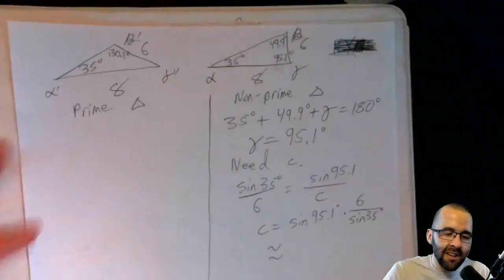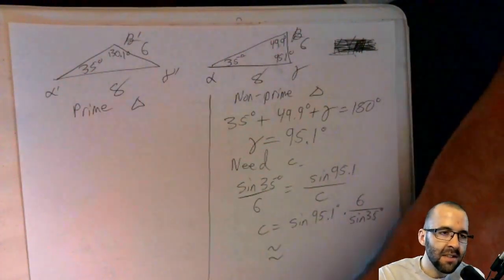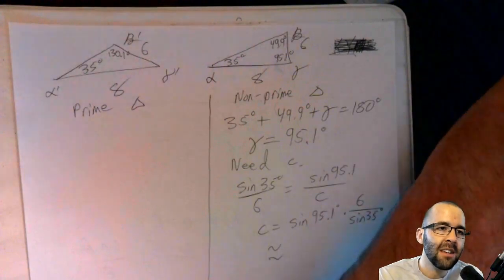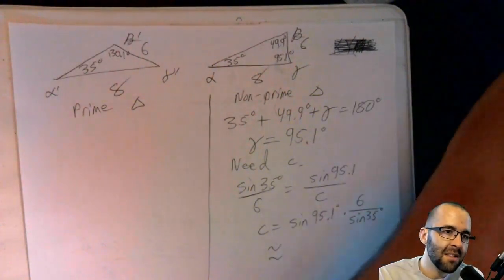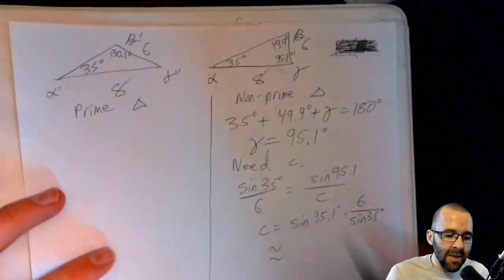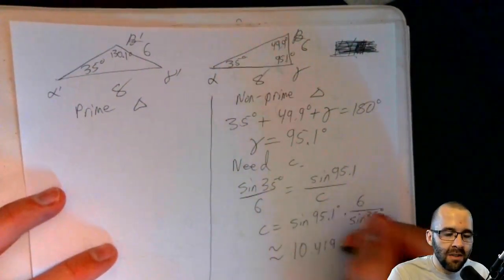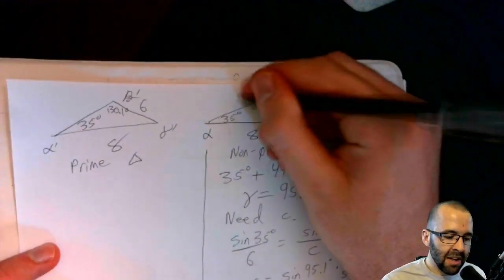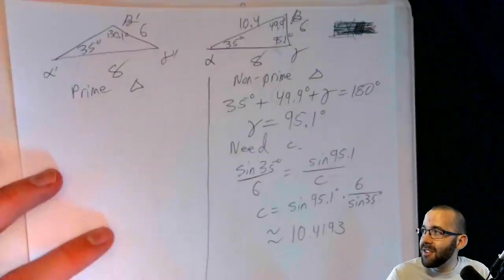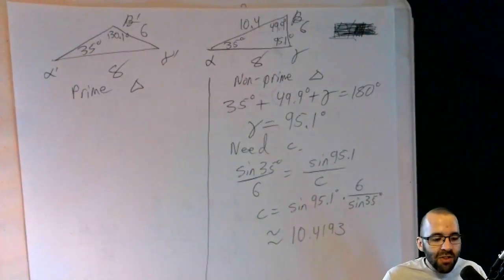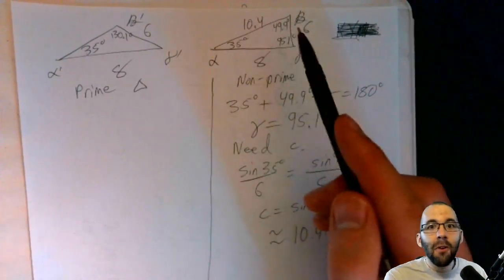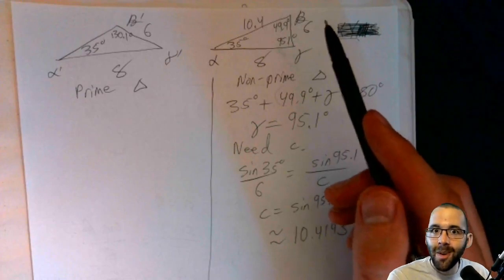So you just type this into a calculator and get an approximation. The sine of 95.1 degrees, if I can type things in correctly, times 6 divided by the sine of 35 degrees. You're going to get about 10.4193, or again, you really only need one decimal point here, so 10.4. We have solved the triangle. We haven't finished the question, but we have solved the triangle. We know all the sides and all the angles for one of our possible triangles, but we have two.